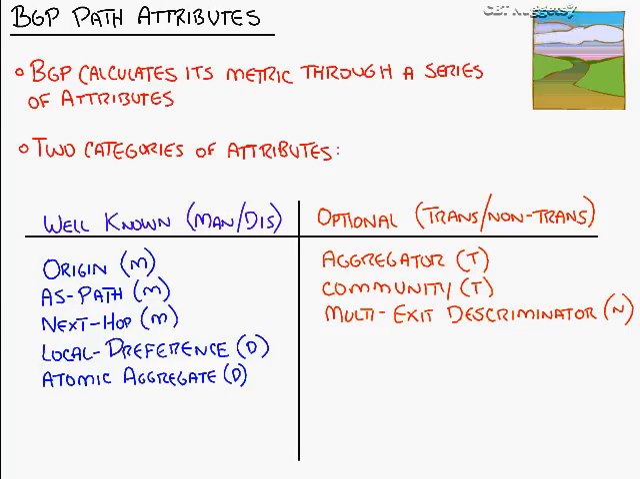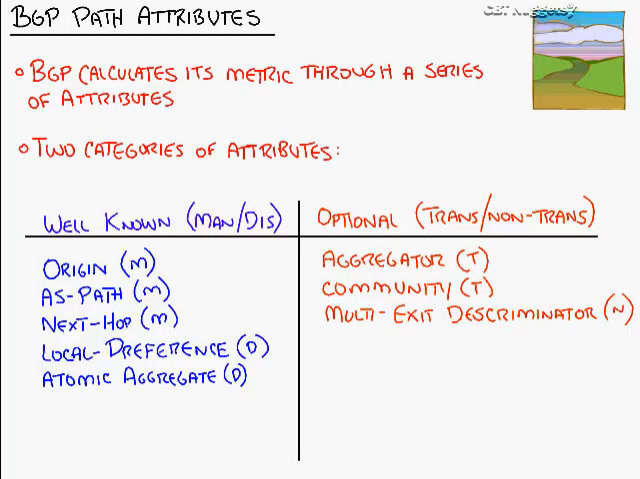Mandatory attributes, I abbreviated that with MAN. Mandatory attributes are ones that must be included in every single BGP routing update. Discretionary attributes, on the other hand, are up to the router and up to you as the administrator whether or not you want to have those attributes in there.